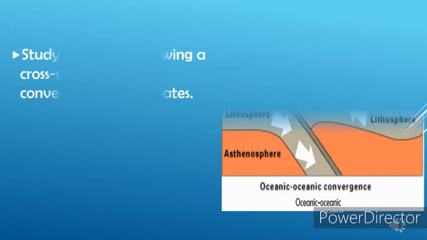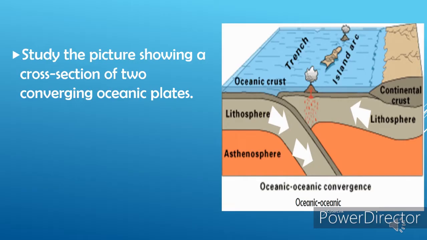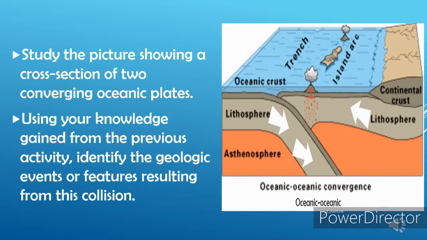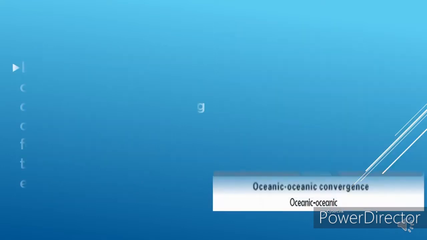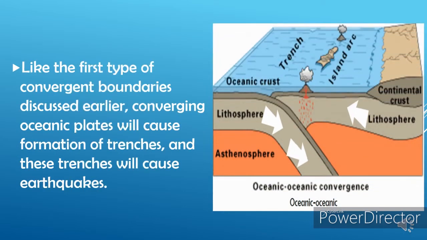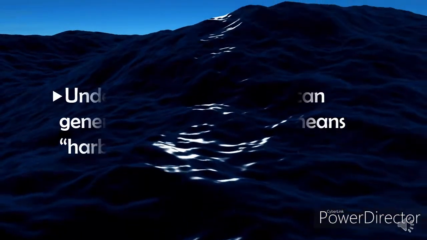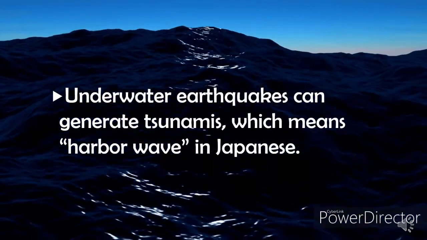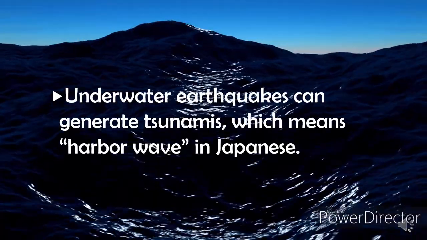Study the picture showing a cross-section of two converging oceanic plates. Using your knowledge gained from the previous activity, identify the geologic events or features resulting from this collision. Like the first type of convergent boundaries discussed earlier, converging oceanic plates will cause formation of trenches, and these trenches will cause earthquakes. Underwater earthquakes can generate tsunamis, which means harbor wave in Japanese.